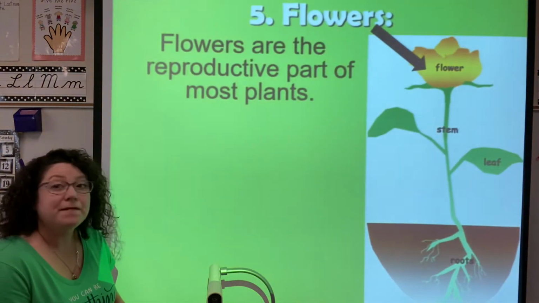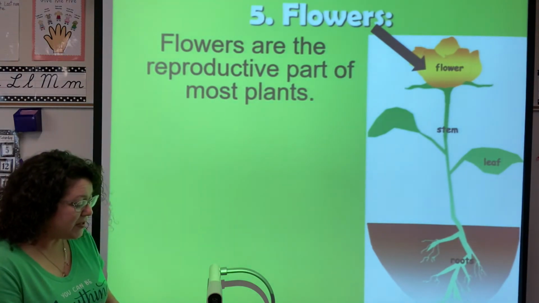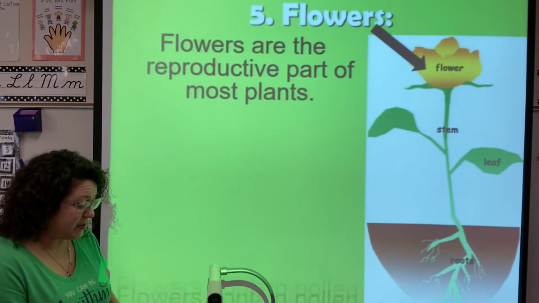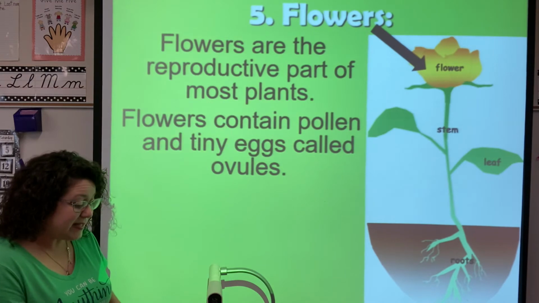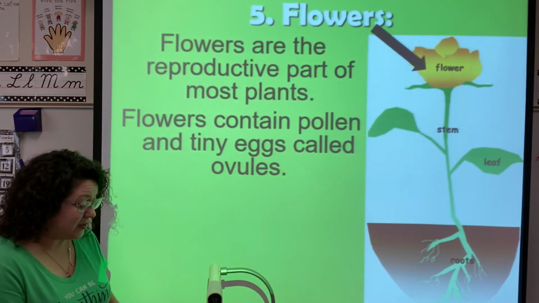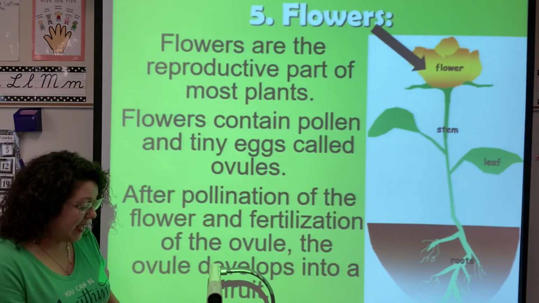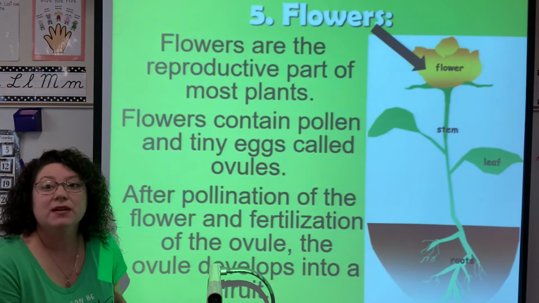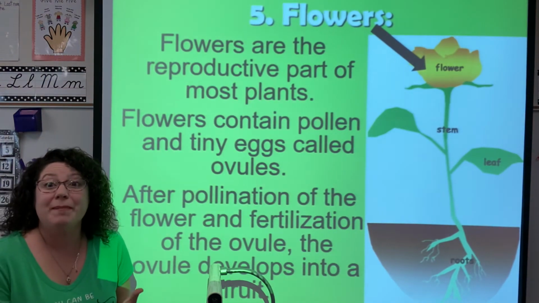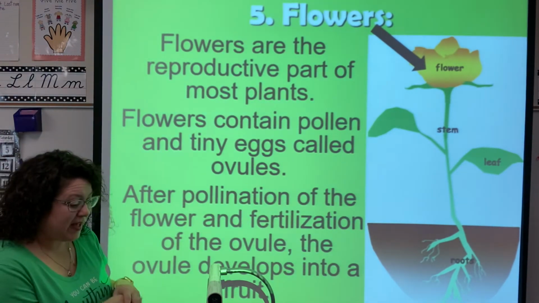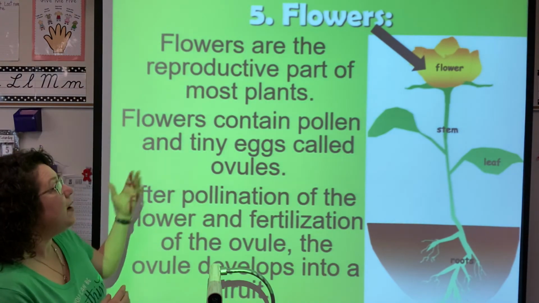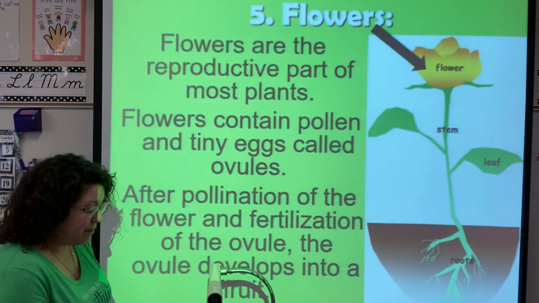There we go. Flowers. Flowers are the reproductive part of most plants. Flowers contain pollen and tiny eggs called ovules. And after pollination of the flower, the fertilization of the ovule develops into a fruit. We're gonna learn more about that. This is just sort of an introduction to that part. So the flowers are where they make more of themselves.